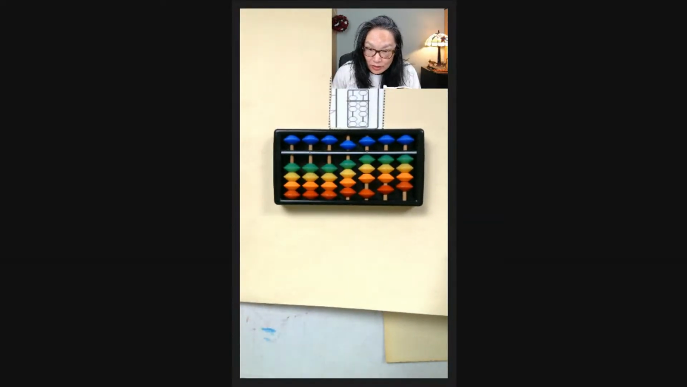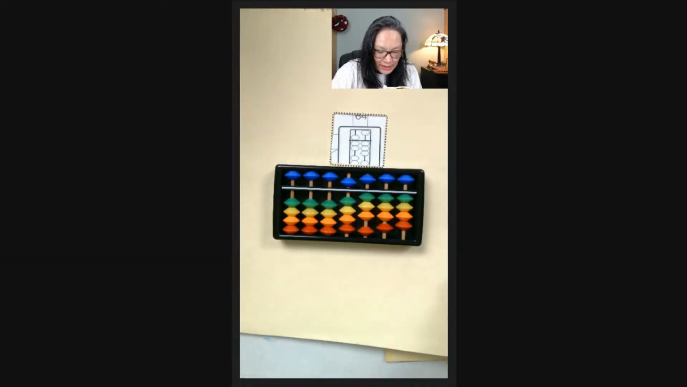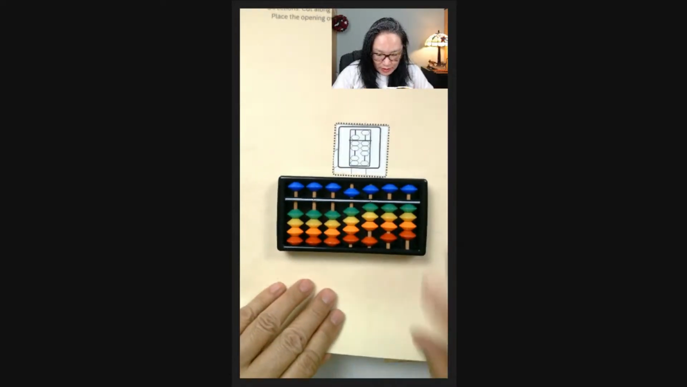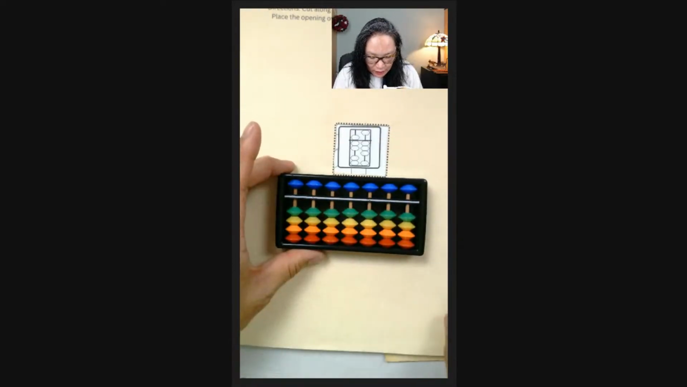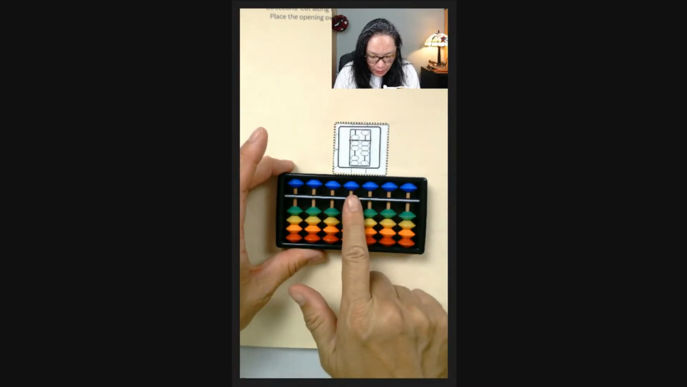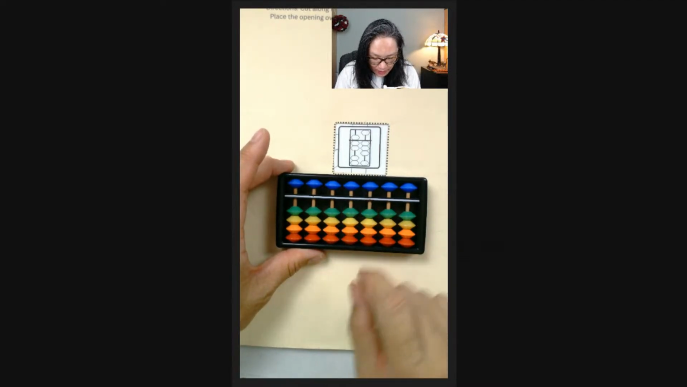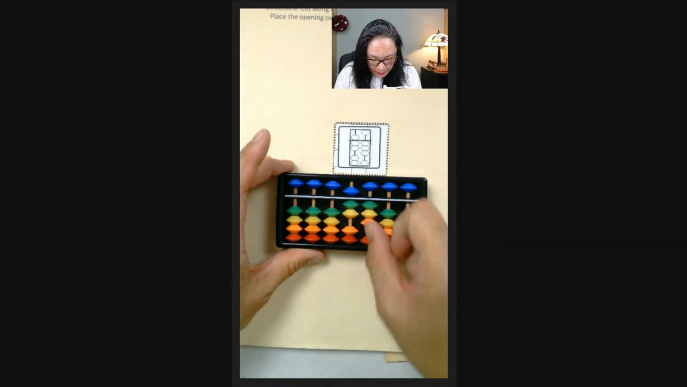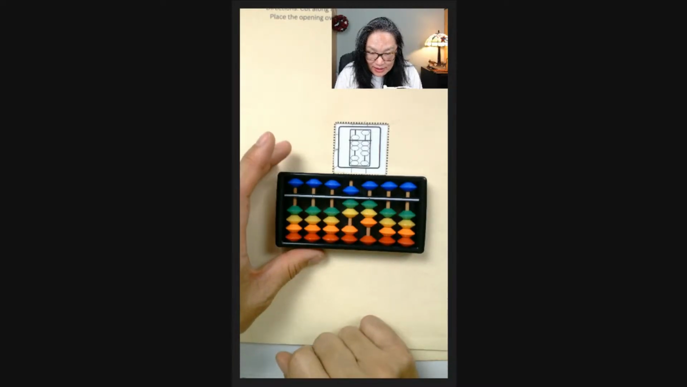Well done, Kimber. Good, good. That's the other thing: the abacus also helps develop the skill of attention to detail. So I have my tens and my ones. What number do we think this is?